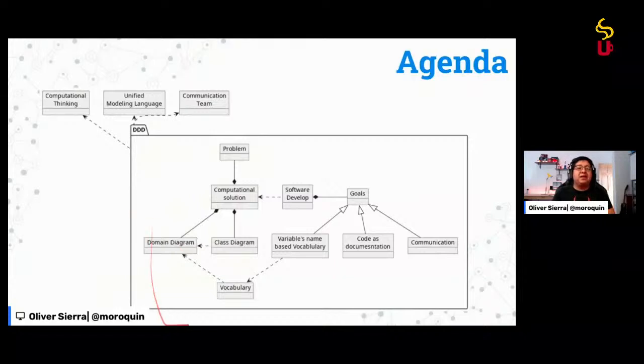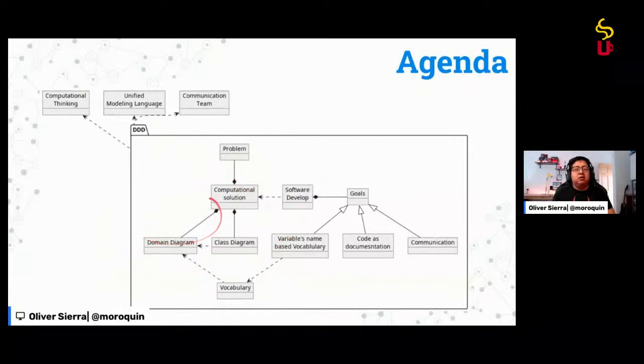Okay, but another important part, since the name of this talk is the vocabulary, is that when we use the same vocabulary that came from the domain diagram that we did before, we can communicate with each other in a good way, because we are using the same vocabulary and the exact words to communicate what we are doing and what we are solving.